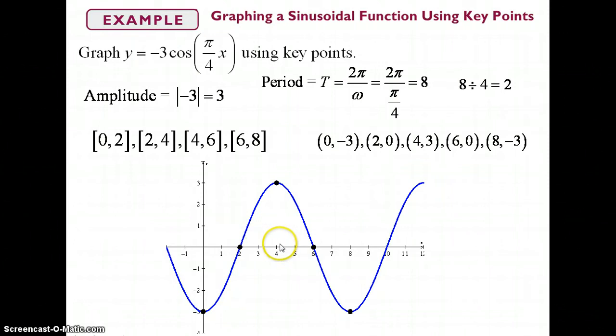And when you plug in 4, you let x equal 4, and you get pi over 4 times 4, which is pi. Cosine of pi is negative 1. Negative 1 times negative 3 is 3. We have a dot. They all work the same way. Plug in a 6, you get 0. Plug in an 8, you get negative 3. And then you just connect the dots with a nice, smooth, sinusoidal curve. How beautiful is that? Piece of cake, right?